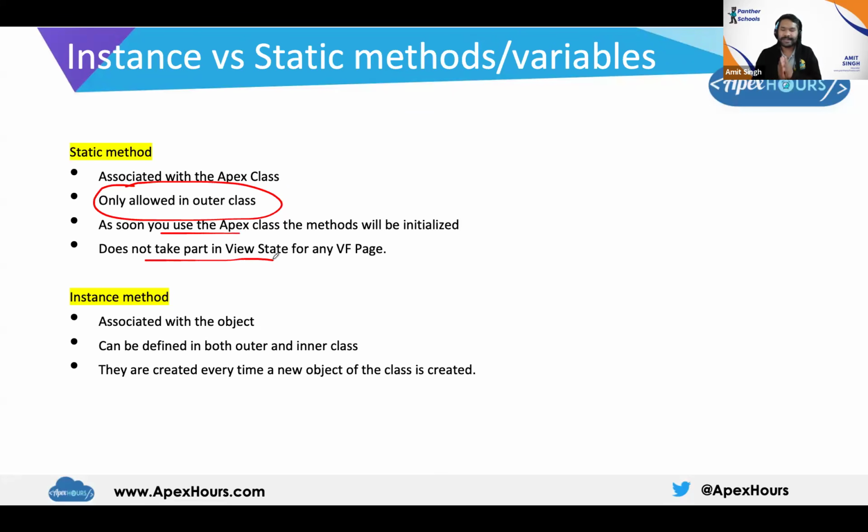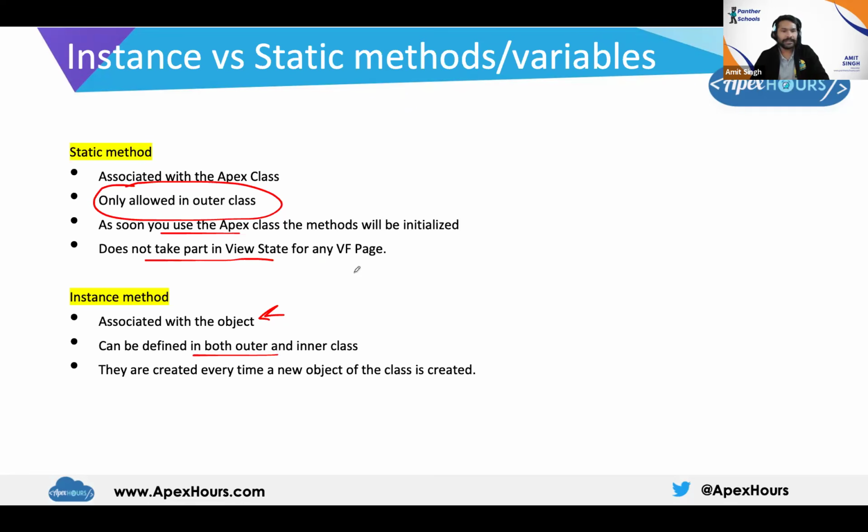And the fourth point is that static methods and variables don't take part in the view state of any Visualforce page. On the other hand, instance methods are associated with the instance and can be defined in both outer and inner classes. Every time a new object is created, a new set of methods and variables becomes available. So if you create two objects of the same class, there would be two different locations for those objects, and the methods and variables will be different for each object.